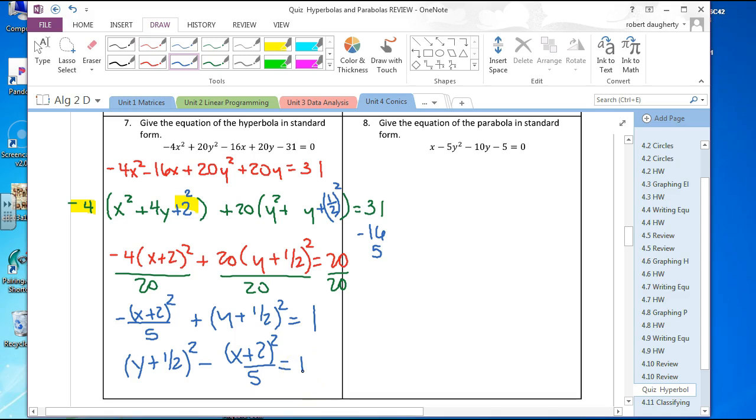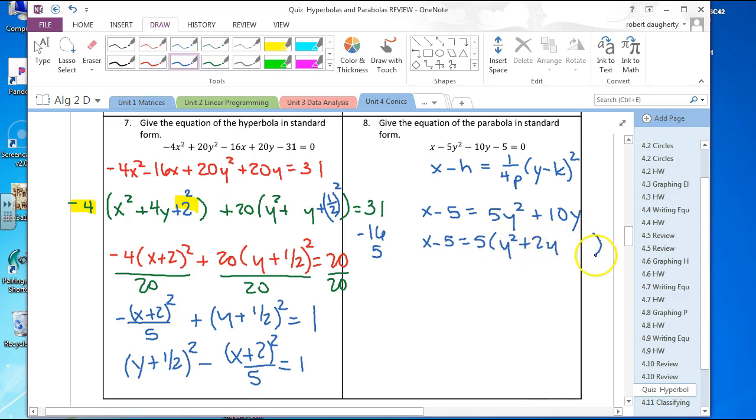Complete the square again. This is a parabola. Since the y is squared, it's going to be of the form x minus h equals 1 over 4p times (y minus k) squared. So this is x minus 5 equals 5y squared plus 10y. x minus 5 equals, factor out the 5, 5 times (y squared plus 2y).